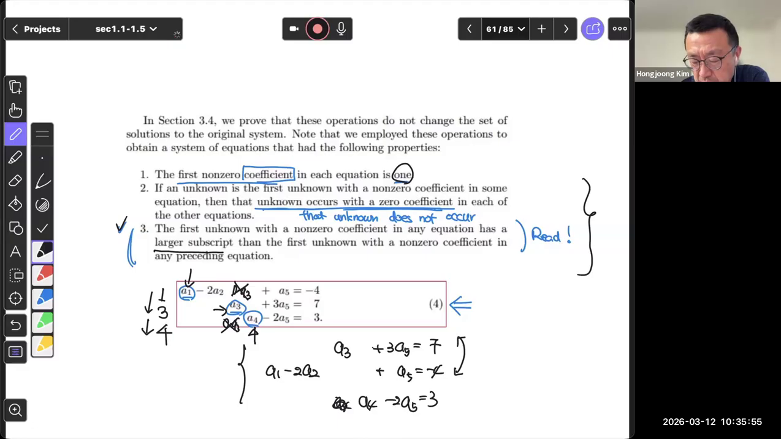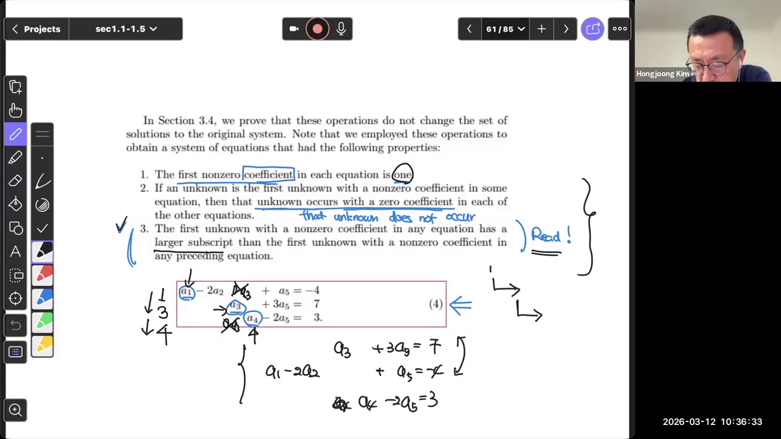The third property implies that as you go down, the pivots move to the right. A1 was the pivot. In the second equation, A3 is the pivot, so the pivot is shifted to the right. And then from the second equation to the third equation, A4 is the pivot. So as you go down the equations, the pivot is shifted to the right.